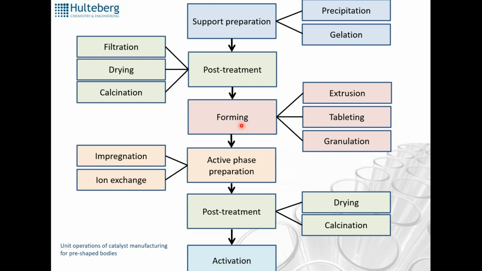Then we have this extra stage here where we actually add the active phase, and it's done either with impregnation or with ion exchange. And again, we need a second step, which is drying and calcination within the post-treatment. But here we already have the form that we decided upon in forming the support, and we can then go on and do some kind of activation, either in the catalyst factory or indeed in the plant where it's supposed to be used.